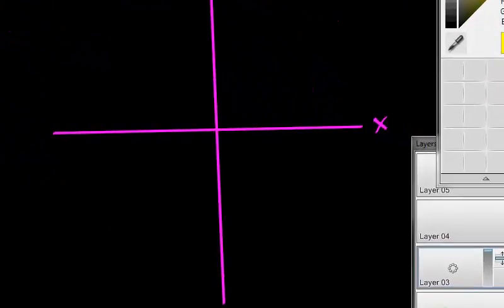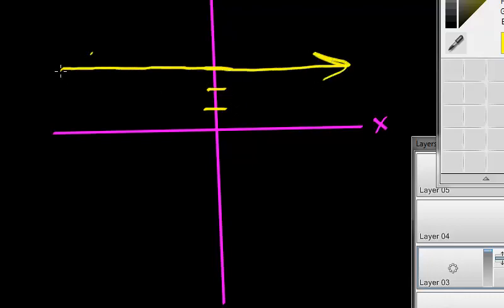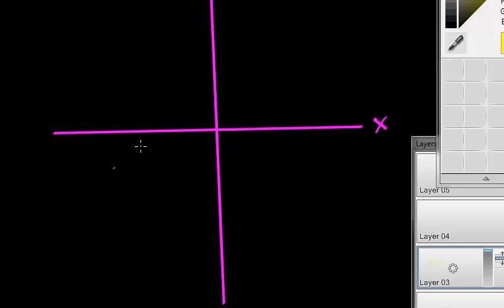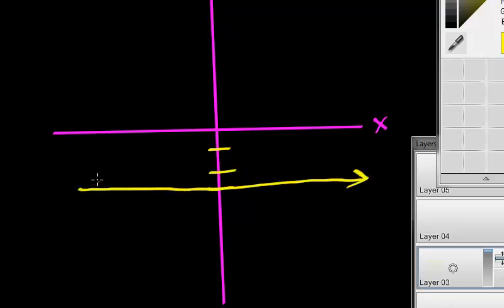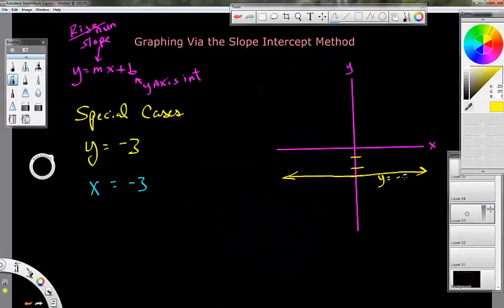First, the yellow one. If it's of the form y equals a number, it's a flat line. Okay, so it's going to be a flat line that goes right through here like that. That's going to be y equals -3, except I went the wrong way. It should be down 3 right here, like so. That's y equals -3. X equals -3 would be a vertical line, 1, 2, 3, passing through the x-axis like that, right there. It's pretty straight, isn't it? X equals -3.